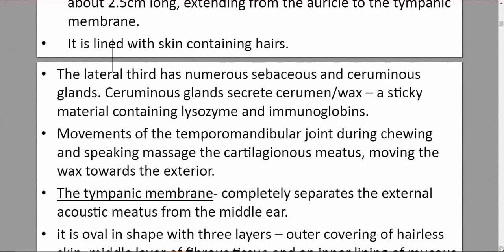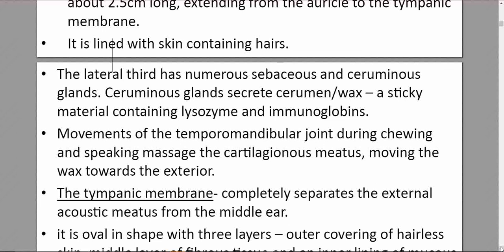Then the lateral third has numerous sebaceous and ceruminous glands. Ceruminous or cerumen, whatever you call it. These are just wax and sticky material found in the auditory canal. So ceruminous glands secrete cerumen, the wax, a sticky material containing lysozyme and immunoglobulin.